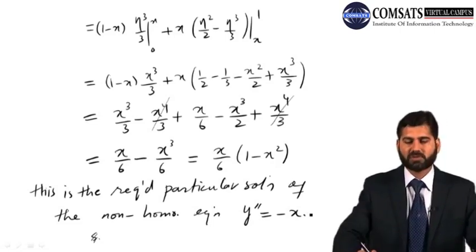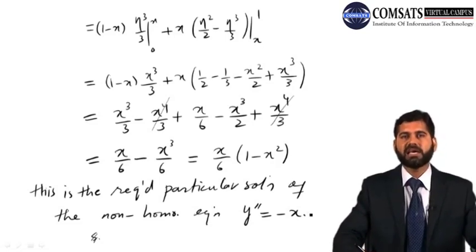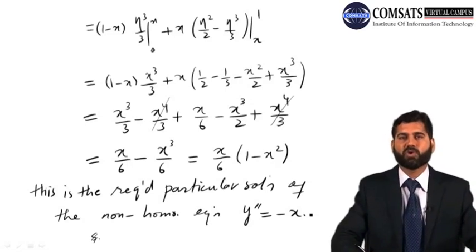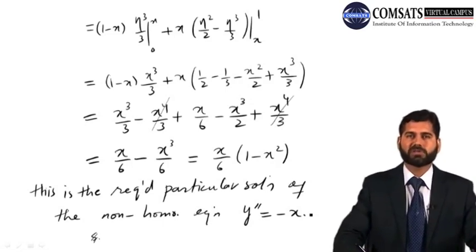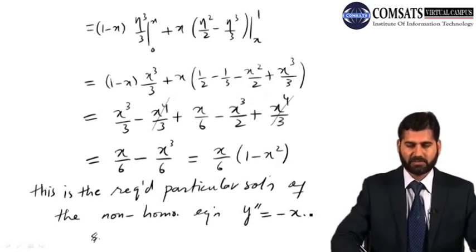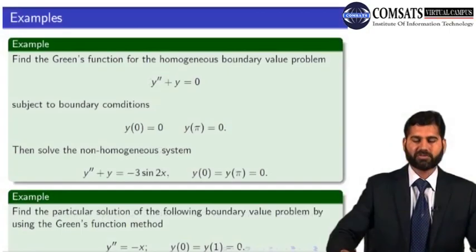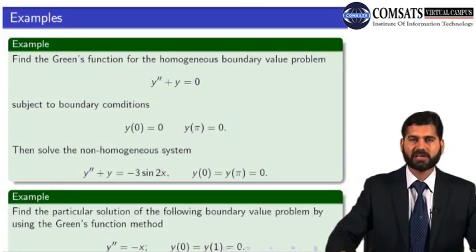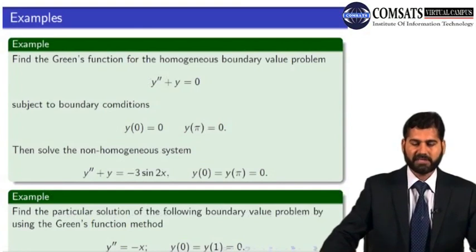So in these two examples, what we did is construct the Green's function, and with the help of that Green's function we obtained the particular solution of the non-homogeneous differential equation. In both examples we did the same thing. We basically used the homogeneous part to construct the Green's function, and then used that Green's function to find the particular solution of the non-homogeneous equation.